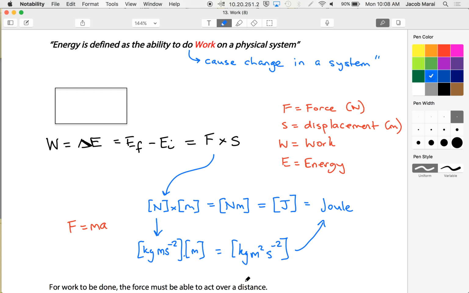Next thing, gentlemen, you should hopefully have a little gap here. If your delta E is positive, then work is done on the system. I go back to the example, if I just went over and gave Miles a big shove, then his final energy is greater than his initial, and we get a positive delta E. That would mean that work is done on Miles.